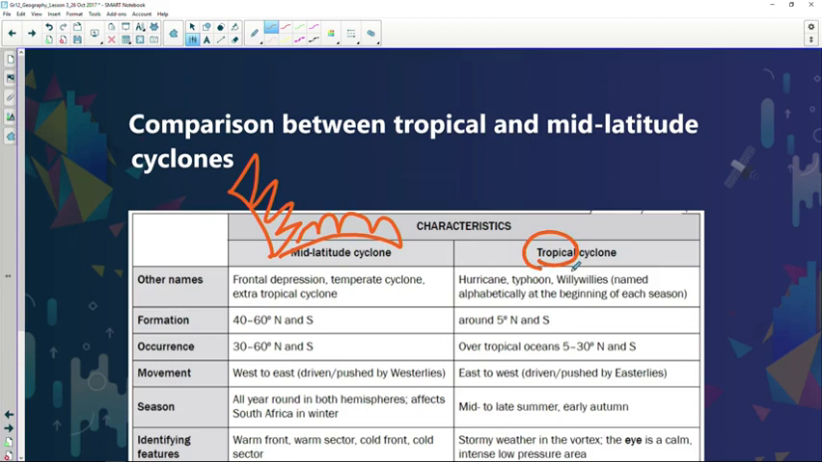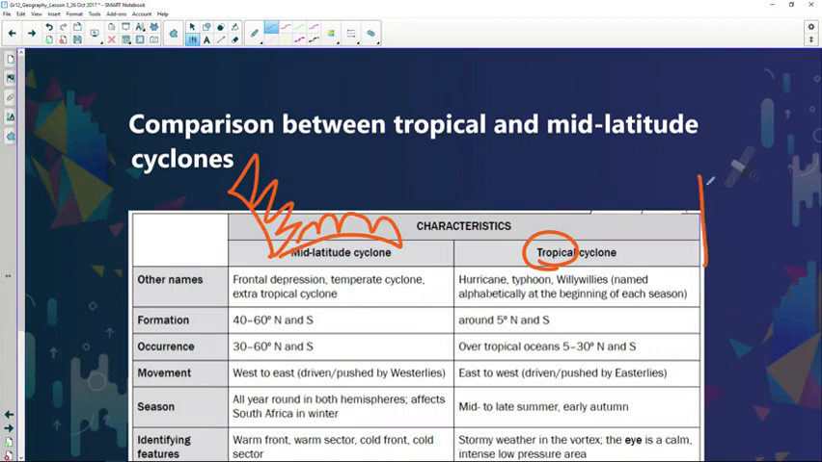Tropical means warm, humid conditions. So what do we know? It's rising air because of warm conditions. The air is not being forced to rise. And there are no fronts in tropical cyclones, just upper air movement of warm air.